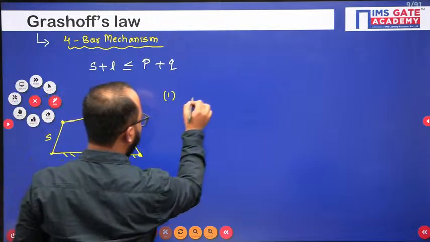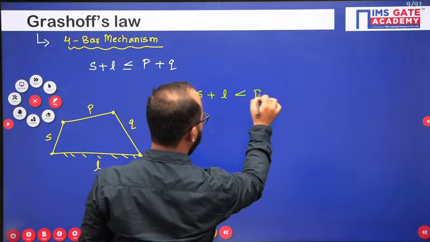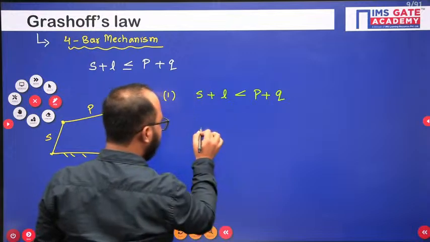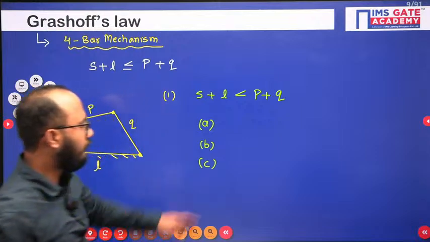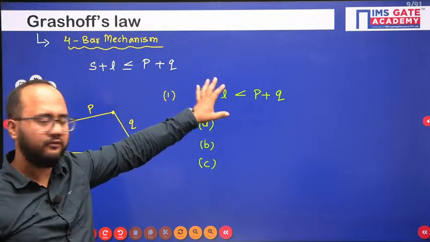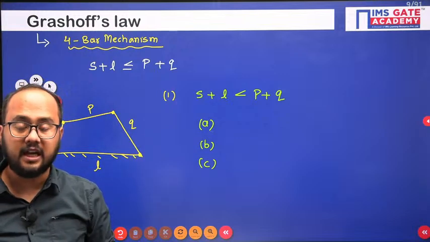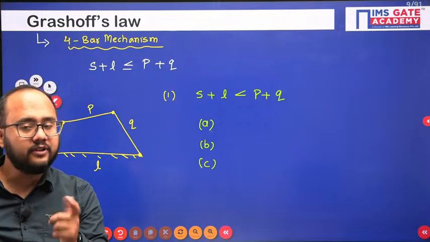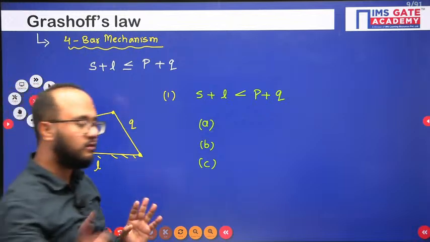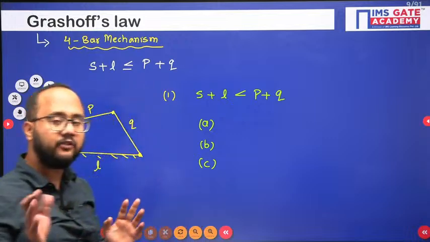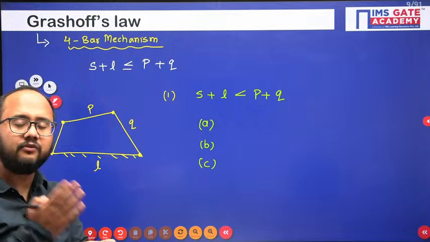Cases. Case number 1: smallest plus longest is less than P plus Q. Under this we have 3 different cases. Once this equation is satisfied, you have to identify which link is fixed and always see the fixed link with respect to the smallest one, how the fixed link has been placed with respect to the smallest.